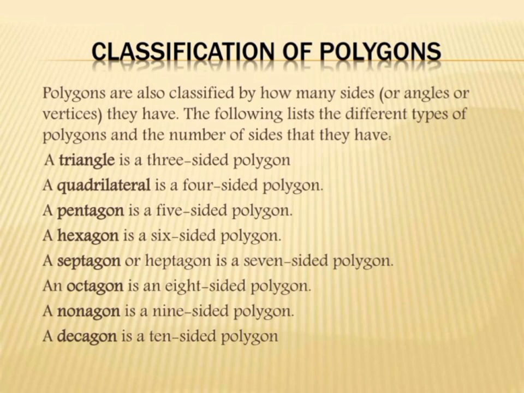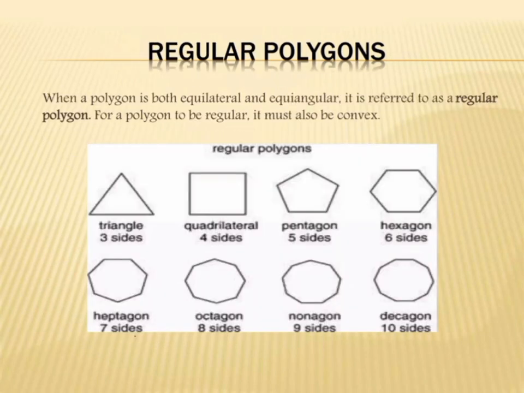Now, what is a regular polygon? When a polygon is both equilateral and equiangular, it is referred to as a regular polygon. For a polygon to be regular, it must also be convex, as you can see in the shapes below.